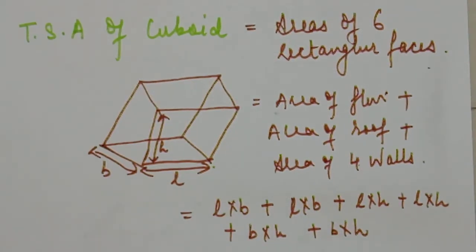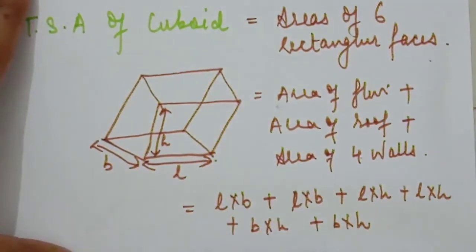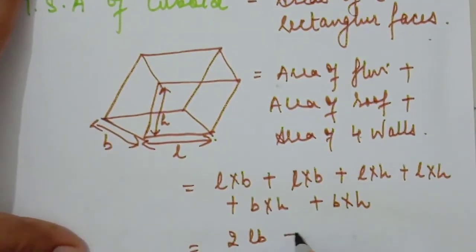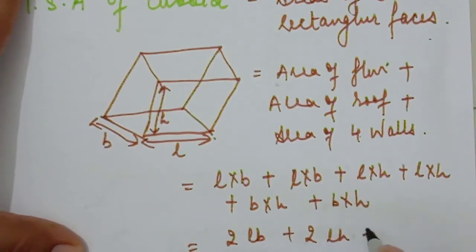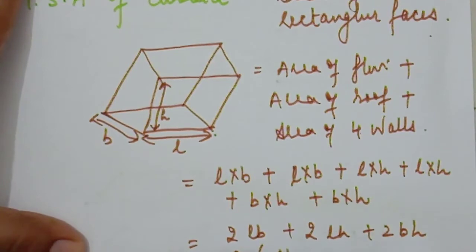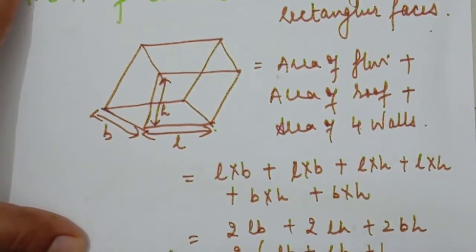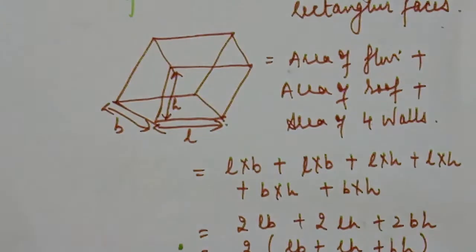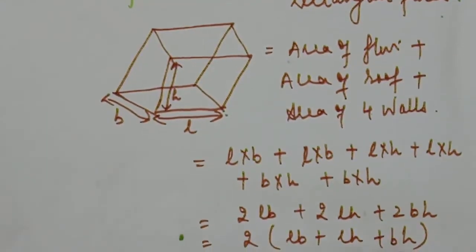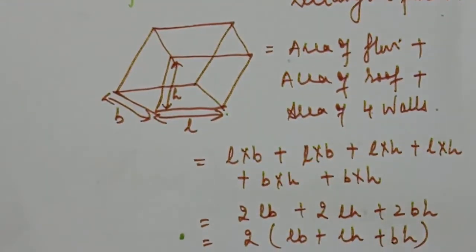Please do not get confused by it. Look at your room, it has 6 rectangular faces. Find the area of each and every rectangular face and then add them. This is 2 into LB plus 2 into LH plus 2 into BH. Then we take 2 common: 2(LB + LH + BH). This is the total surface area of a cuboid.